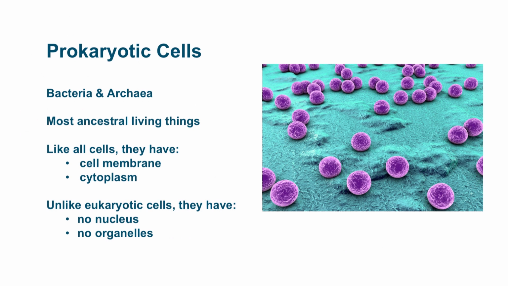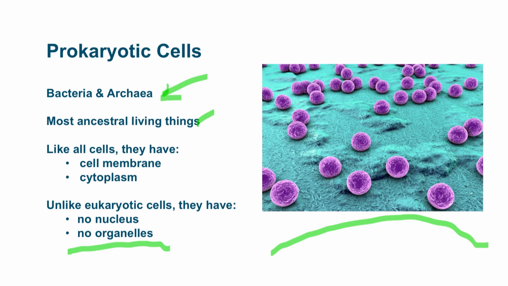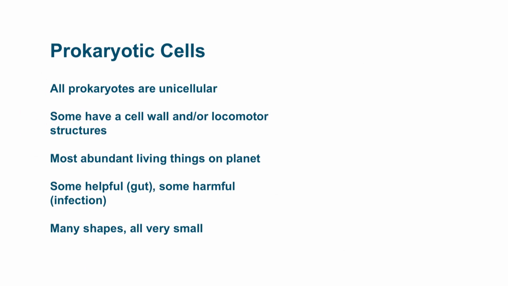Prokaryotic cells are either bacteria or archaea, and these are the most ancestral living things. Like all cells, they have a cell membrane and cytoplasm. Some of them even have cell walls. But unlike most eukaryotic cells, they have no nucleus and no organelles. So eukaryotic cells have a nucleus and organelles. Prokaryotic cells do not. And this picture here is showing some cells of the bacterium that causes staph infections.